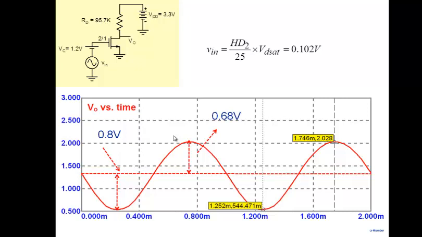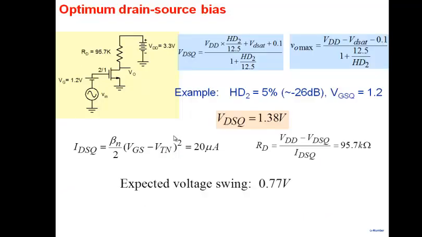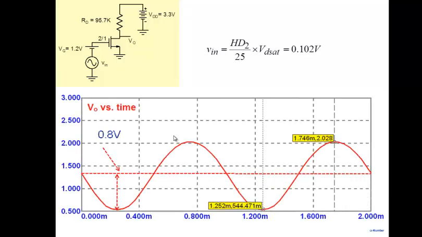Positive amplitude 0.8, negative amplitude 0.68. What was I promising? 0.77. But remember, this 0.77 assumes that it's a perfect sinusoid, right? So you're not going to get the positive and negative swings the same, because it's distorted. Distortion means that the positive swing is going to be different from the negative swing. So if this is 0.68 and this is 0.8, and you take the average, it's close to 0.77. So it's reasonably close to what we are actually getting, somewhere in the middle.